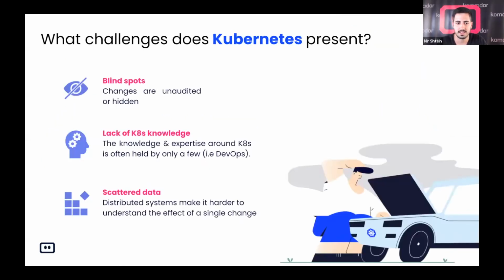The first thing that I want to talk about are the challenges that Kubernetes presents nowadays. There are many challenges and many difficulties that we can see in the areas of Kubernetes. The first challenge that I want to talk about is the blind spots around Kubernetes clusters. The keyword here is automation. Kubernetes is doing a lot of automation behind the scenes without the users knowing about it.